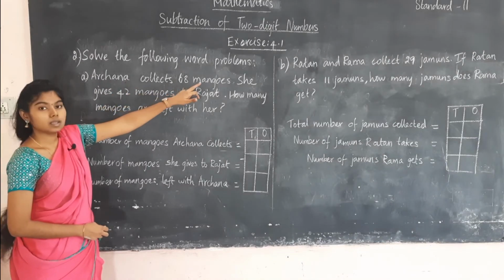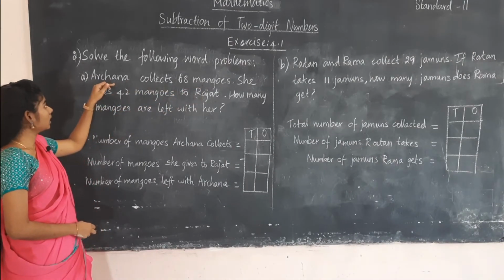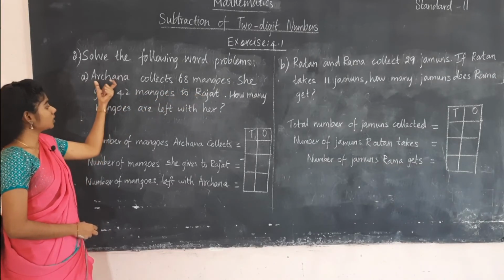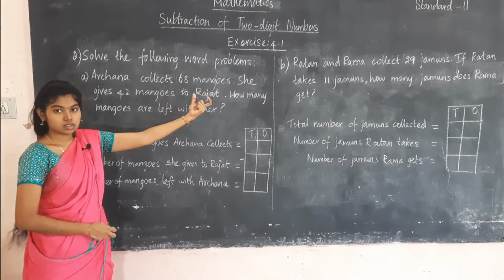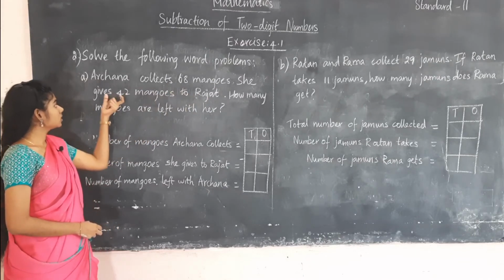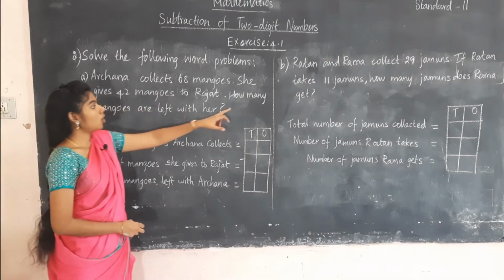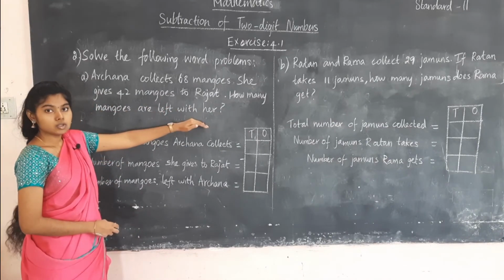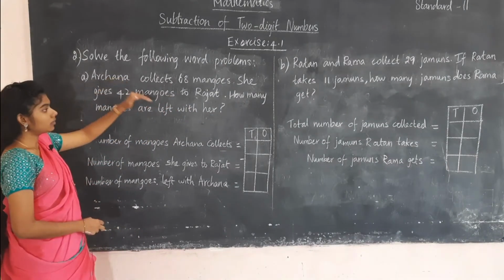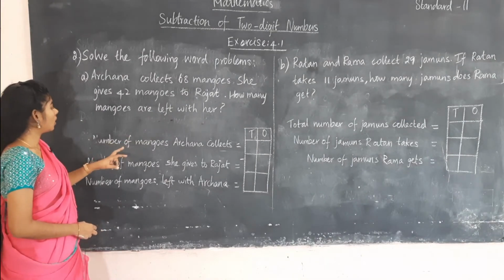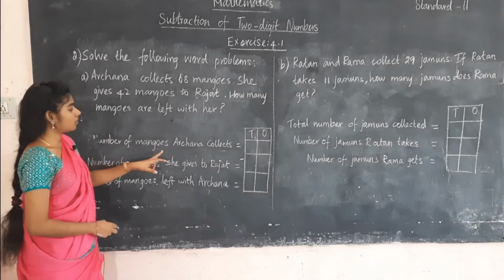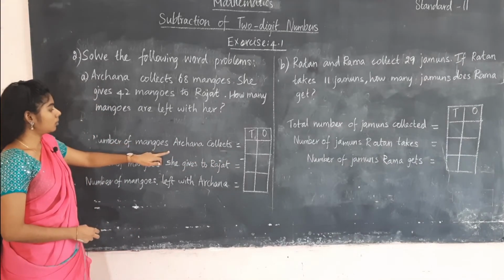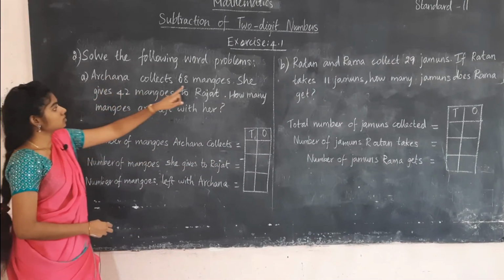Archana collects 68 mangoes. So what is given in the first one? Archana collects 68 mangoes and she gives 42 mangoes to Rajat. What we are going to find is how many mangoes are left with her. So the solution part: the number of mangoes Archana collects is the total she is having, 68 mangoes.